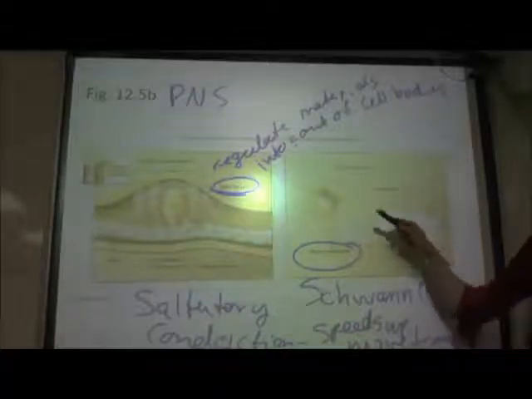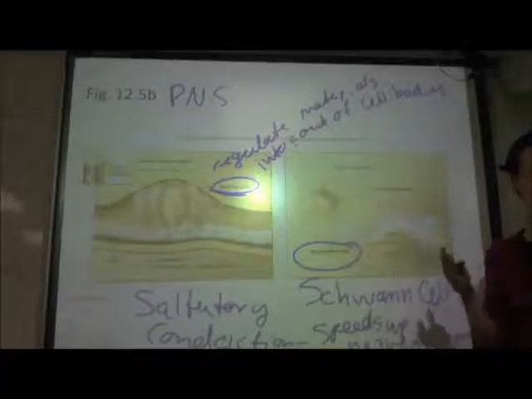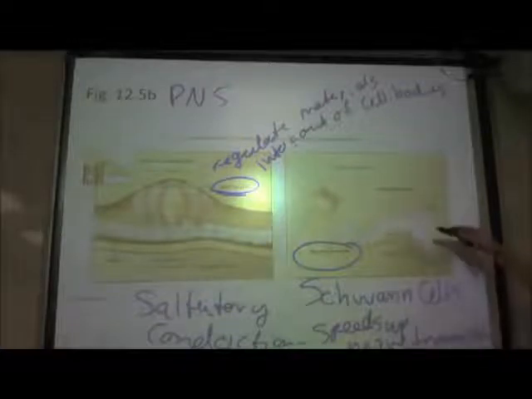MS is a problem with myelination. People who have MS start to lose their ability to control their motor commands as quickly, and it's because they're losing this myelin.